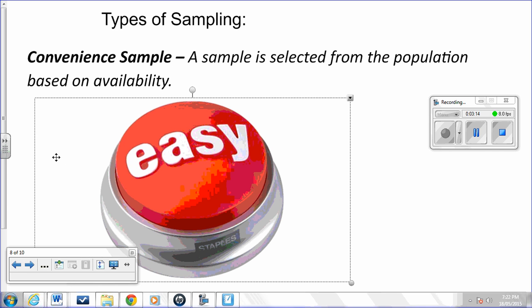With convenience sampling, a sample is selected from the population based on availability or convenience. In our example, all students in the Learning Commons on Flex Day at 8:30 are included in the study. This is easy and convenient. However, the sample does not necessarily represent the population. In our example, only early risers who are early to period 1 are represented.